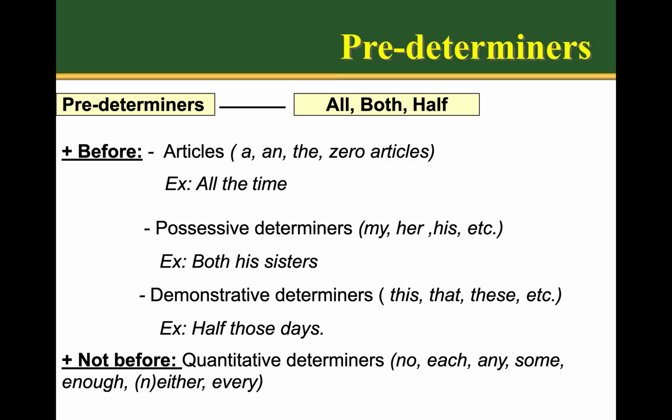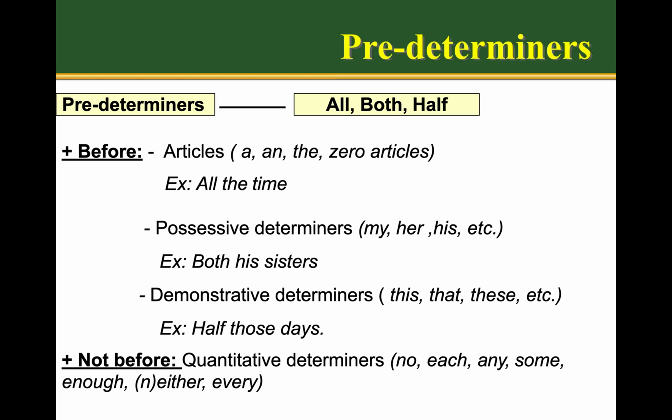Or they come before possessive determiners. Possessive determiners are also central determiners: my, his, her. These are called possessive adjectives as well. So both his sisters. Both is a predeterminer, his is a central determiner. They also come before demonstrative determiners, which are also central determiners. Half those days: half is a predeterminer, those is a central determiner, days is a noun.